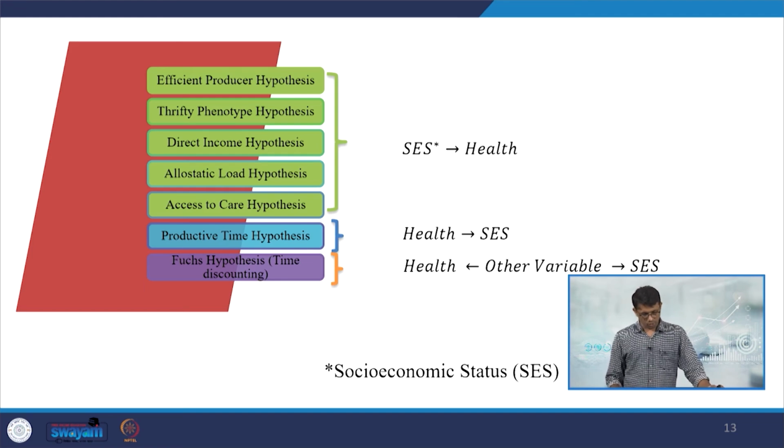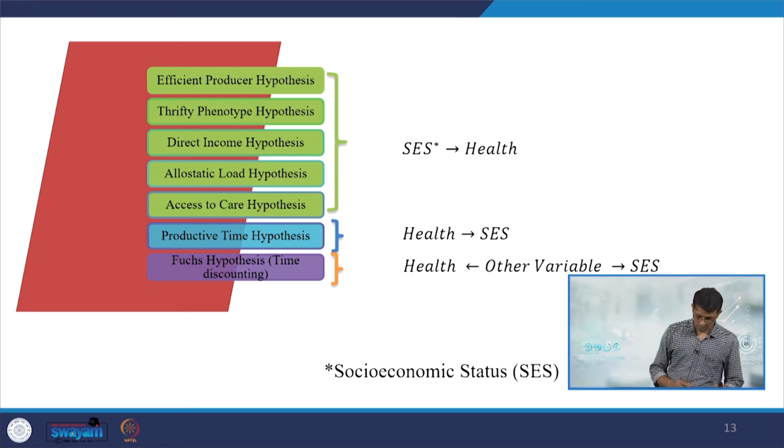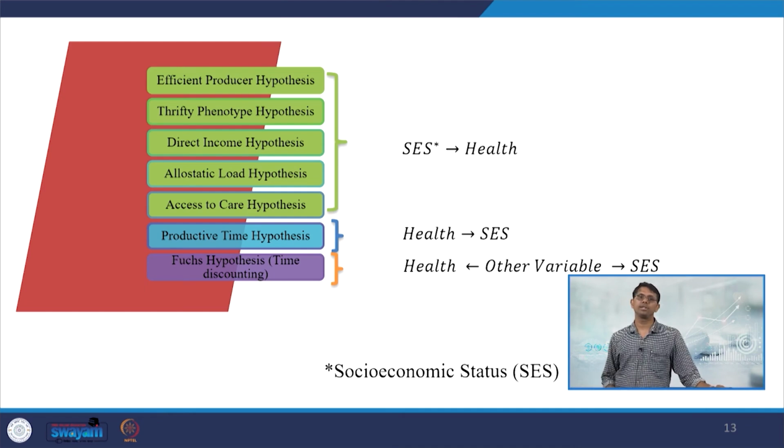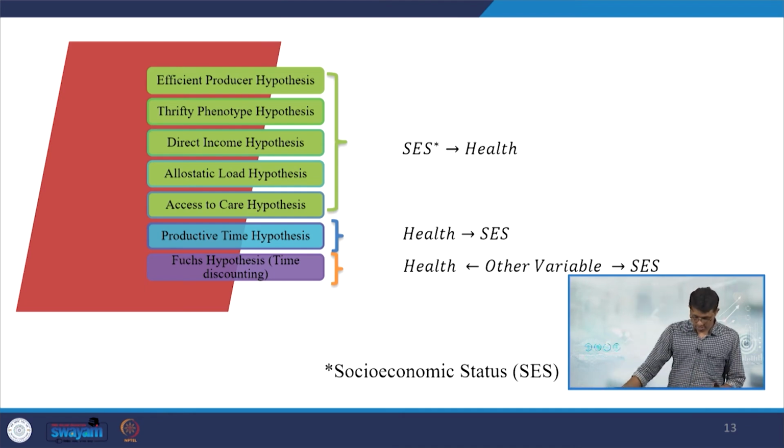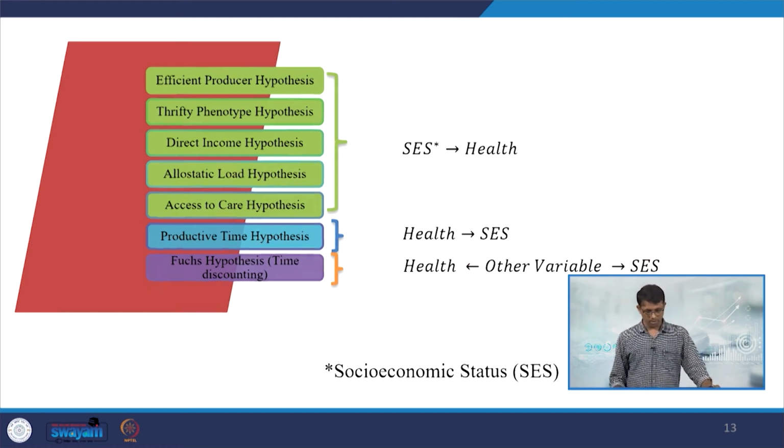And the other two are a little different. They start with, like, the productive time hypothesis, which emphasizes the role of health, how it has connection with socio-economic status, how health implies different socio-economic status. Whereas the Fuchs hypothesis is largely on time discounting. We also discussed it to some extent in our earlier lecture, and that is basically emphasizing the discounting method. And they have discussed the role of other variables, how other variables have implications on socio-economic status as well as on healthcare. Okay. So, we will be discussing each of them one by one.